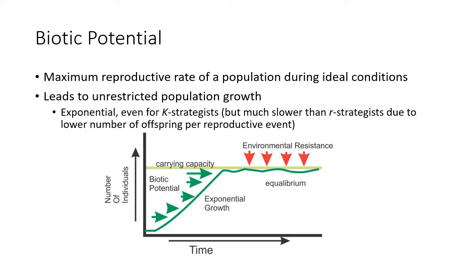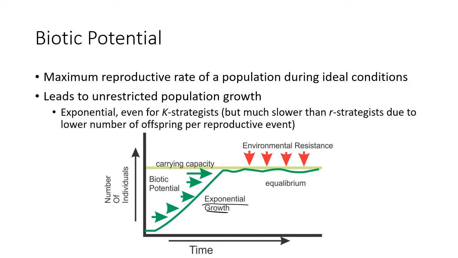Related to those two curves is biotic potential. Biotic potential is the maximum reproductive rate of a population during ideal conditions. It's represented as these green arrows on this graph. So biotic potential is the time period at, here, I'll do it in a different color, all along that graph. You can think of it as this space above the line below the carrying capacity. Okay, that is biotic potential on this graph. It's a period of exponential growth.